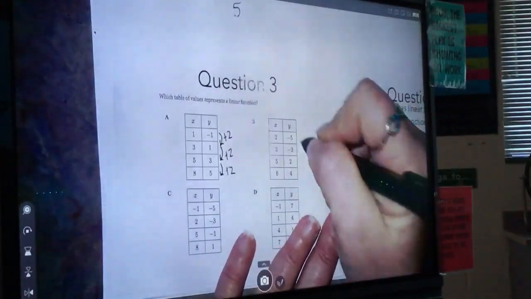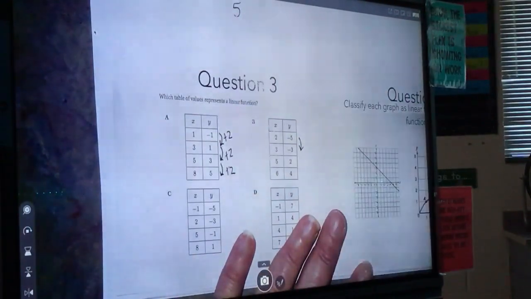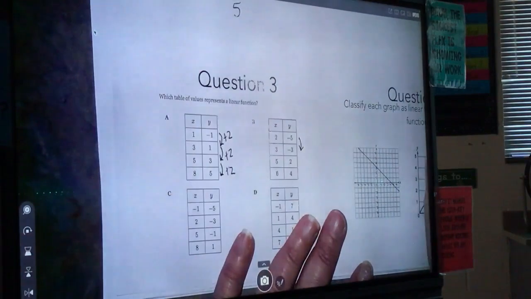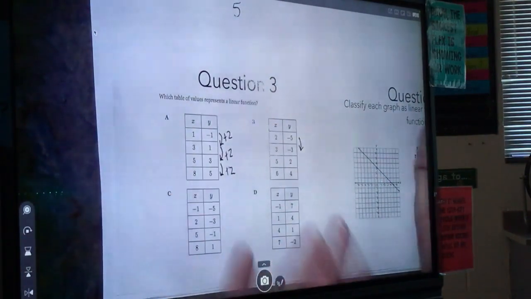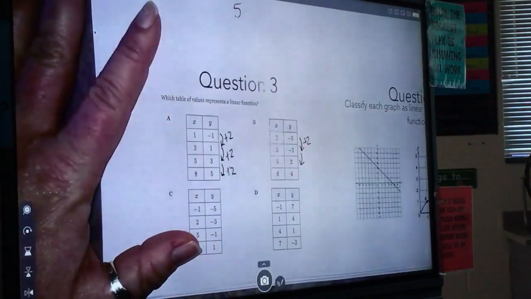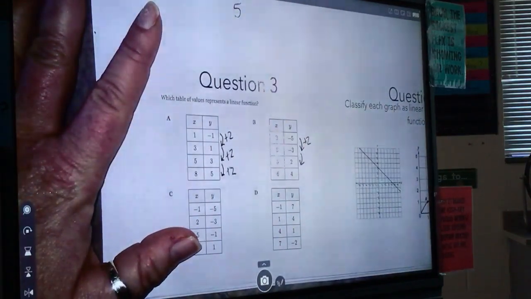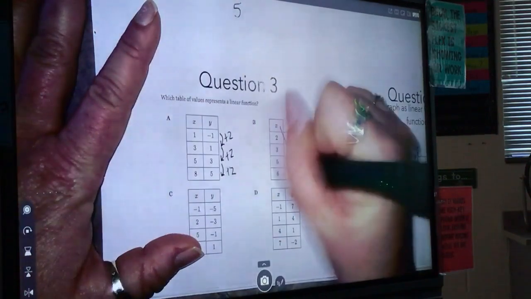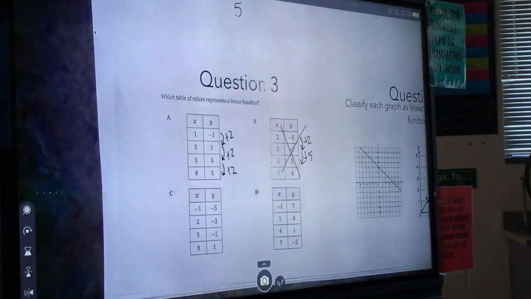Let's look at this one. So how do I go from negative 5 to negative 3? How do I go from negative 3 to positive 2? Plus 5. So this one is gone. Does everybody understand why? Yes. Is there anybody who doesn't understand why?